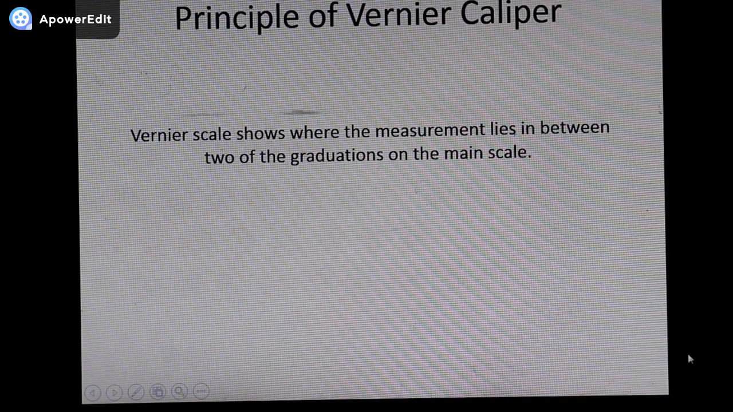Now, on what principle does the vernier caliper work? The vernier scale shows where the measurement lies in between two of the graduations on the main scale.